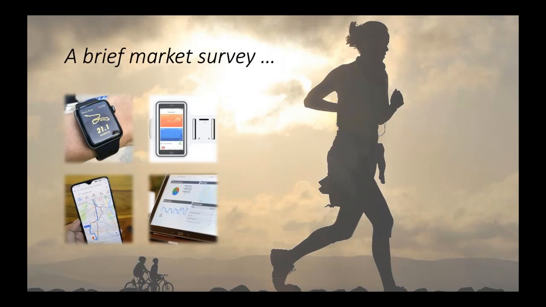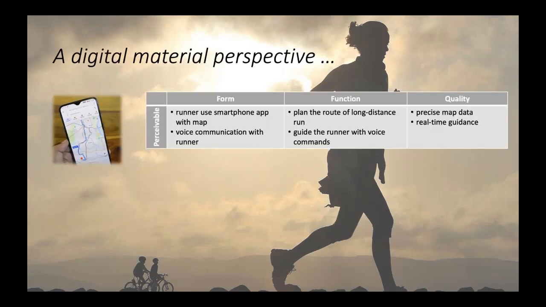You get smartwatches, you get apps, you can put the apps on your arm to carry it with you. You have map services, you have analysis tools, and when you look at all these through the view of digital material, you will see some very interesting things. Here, for example, the map. The runner and the user's smartphone with the map, you have a form. You have a perceivable form with the user interface, with the runner and the map that is visualized here. And the voice communication between the app and the runner to guide him is also a kind of form.